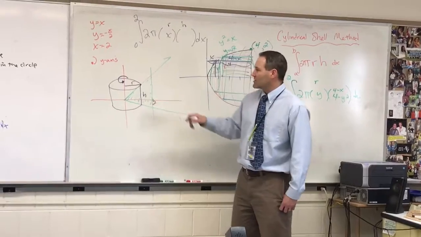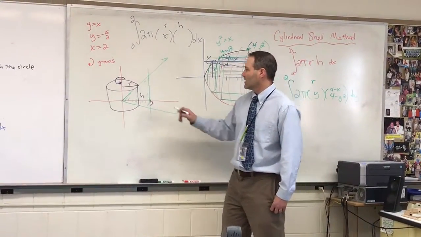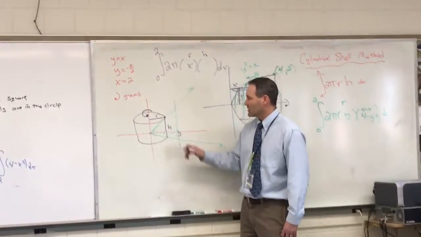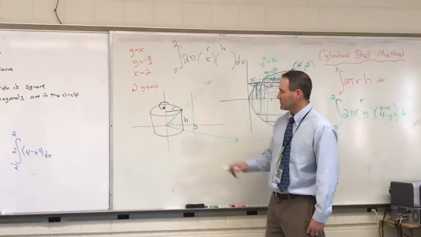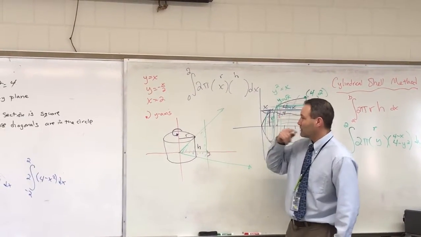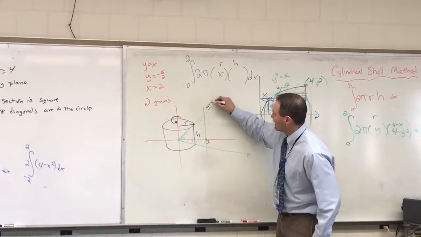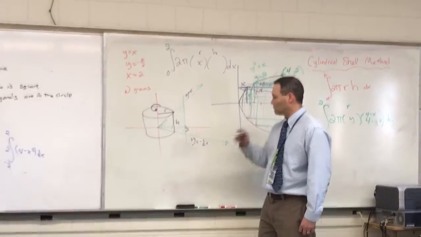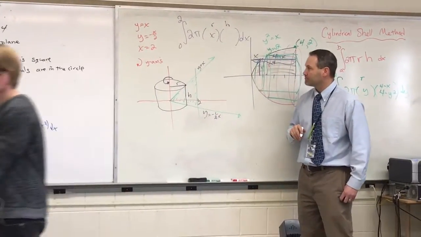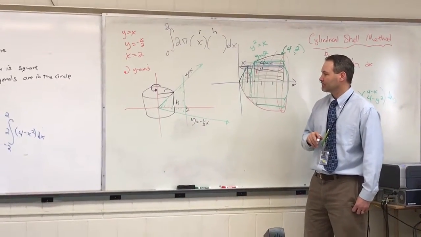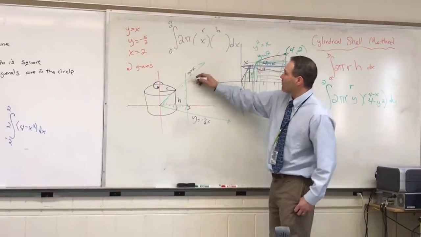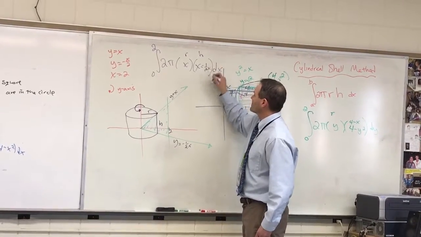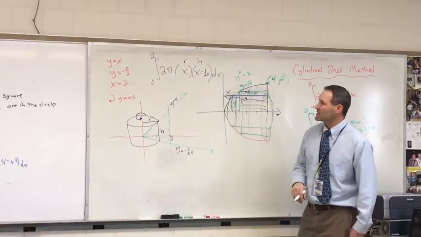Okay, my height in terms of x. Well, it is this y minus that y. So it's that one minus that one. y equals x, and this is y equals negative 1/2 x. So what's my height? Right, because it's that one minus this one. So that's 3/2 x.